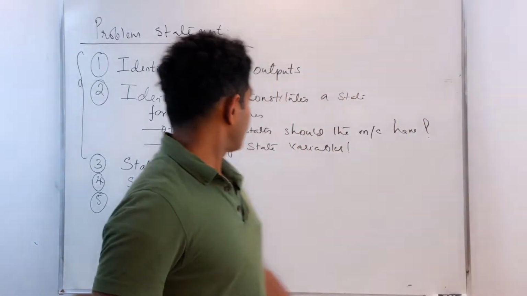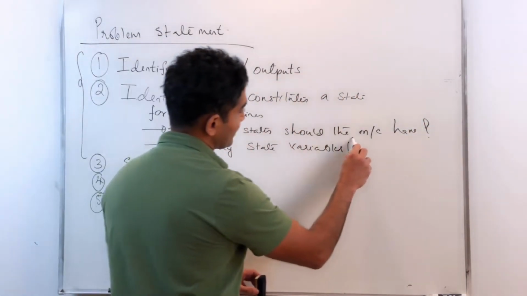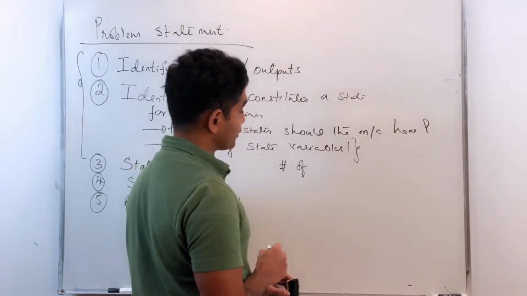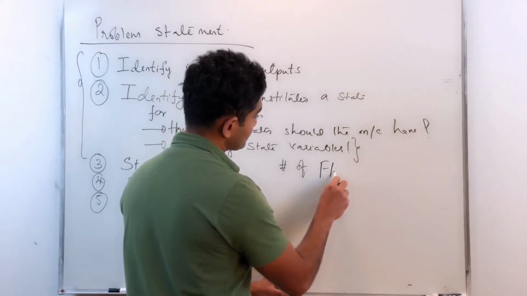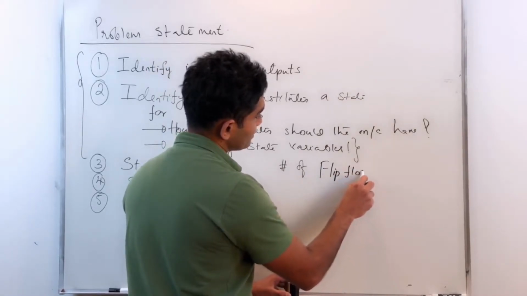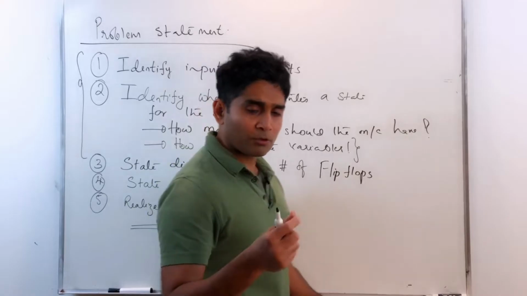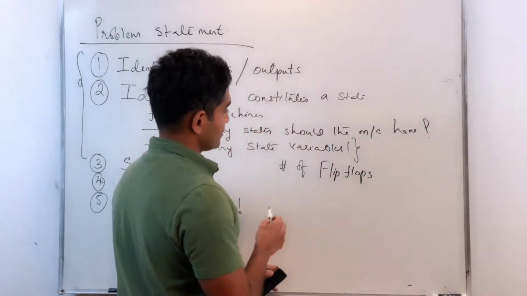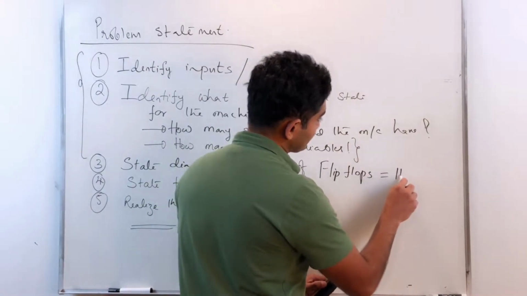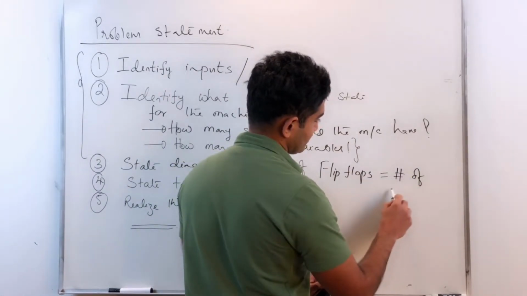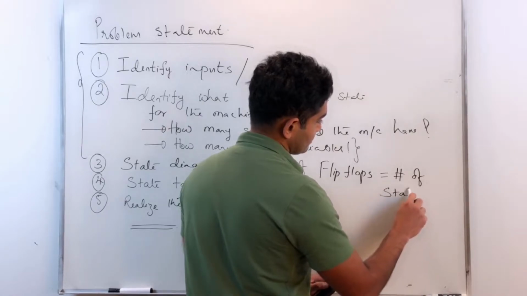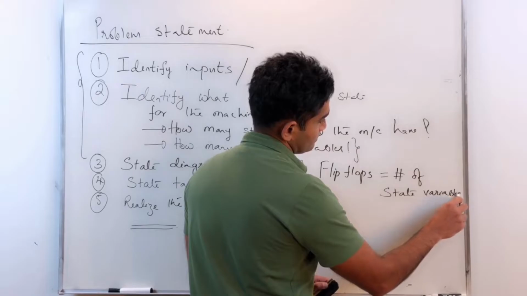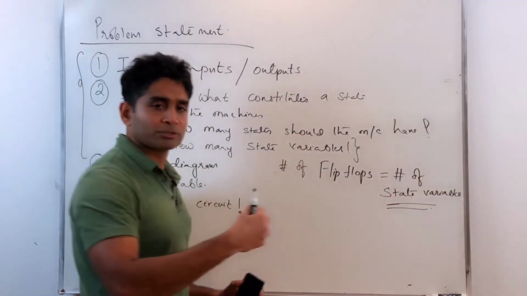Once you know how many state variables you have identified, you will know exactly how many flip-flops you need to use, because the flip-flops are the ones that store the state information. The number of flip-flops to be used is equal to the number of state variables. We have just seen that. So this is the approach that we will take.